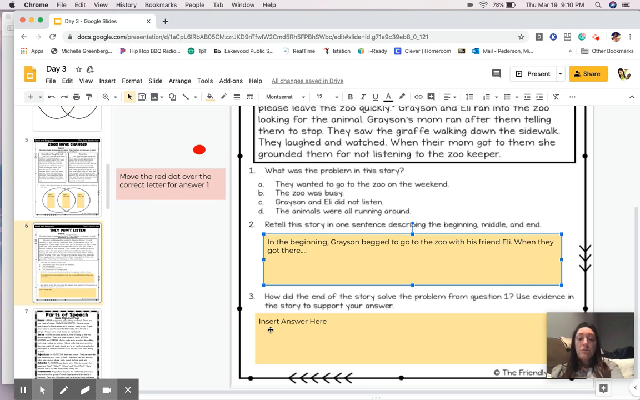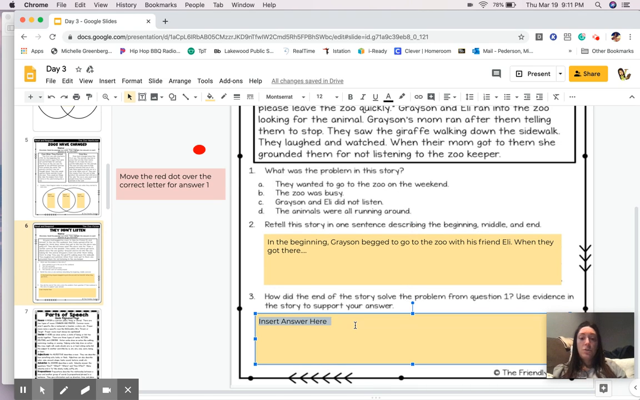Now, question 3. How did the end of the story solve the problem for question 1? Use evidence in the story to support your answer. So now, the end of the story resolved the problem because. Then you're going to fill in the answer.